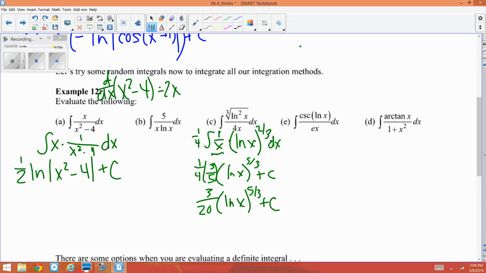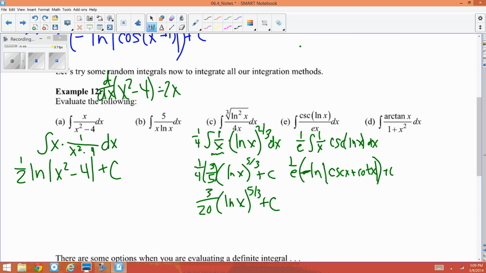Pull out that 1 over e. We don't need that there. That's 1 over x times cosecant of ln of x dx. So I have 1 over e. The derivative of ln of x is 1 over x, so I don't have to correct for anything. And now it's just the antiderivative of cosecant, which you have now memorized. So that would be negative ln cosecant x plus cotangent x plus c. And if you want to rewrite it, feel free. I'm not going to worry about it.